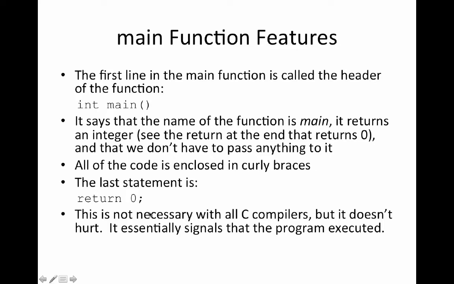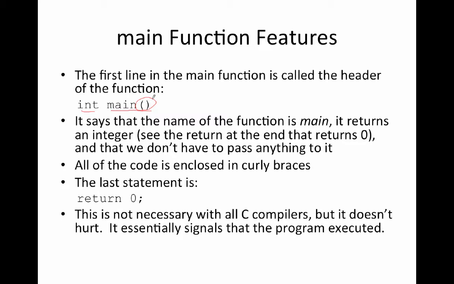So let's go through some of these features of the main function. The first line in the main function is called the header of the function, where it says int and then main and empty parentheses. What this says is that the name of the function is main. It returns an integer, which it does at the end: we have a return statement that returns a 0, which is an integer. And the empty parentheses say that we don't have to pass anything to the function. So that's the header of the main function.